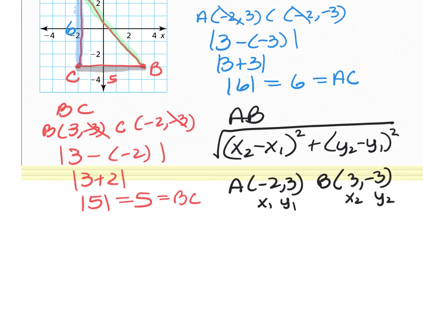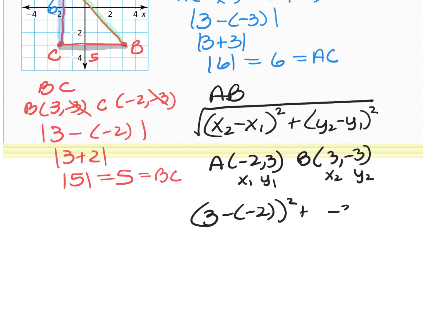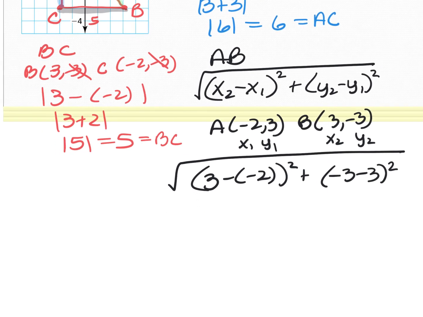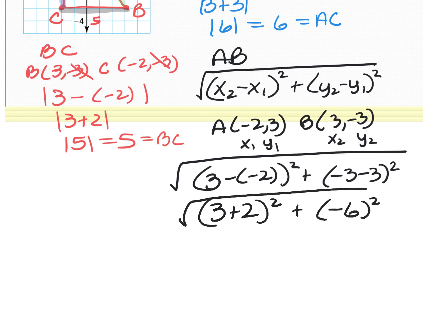Going to plug it into the formula. So I get 3 minus -2 squared plus -3 minus 3 squared, and it's all under the square root. This becomes 3 plus 2. This becomes -6. This becomes 5.